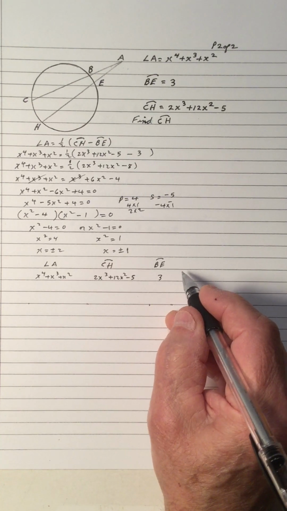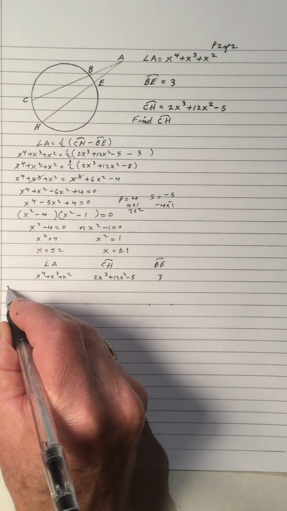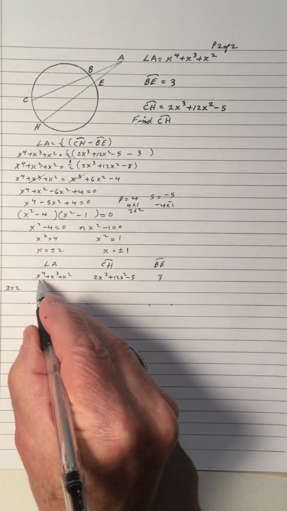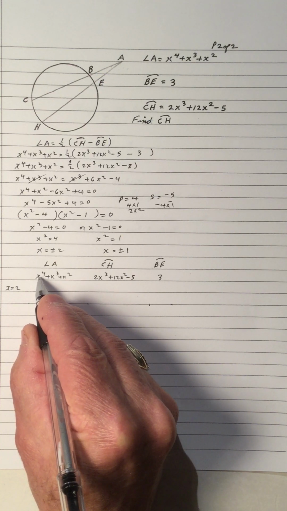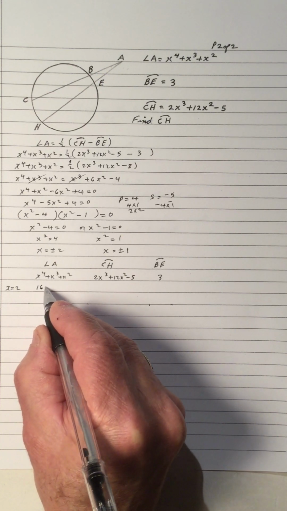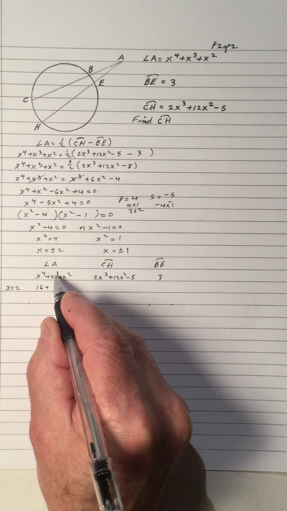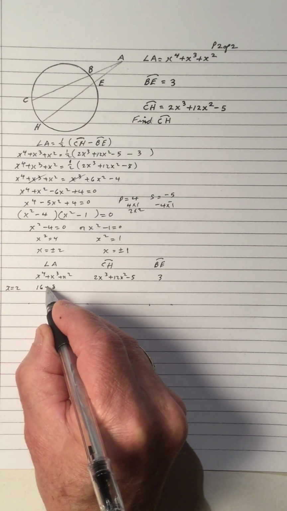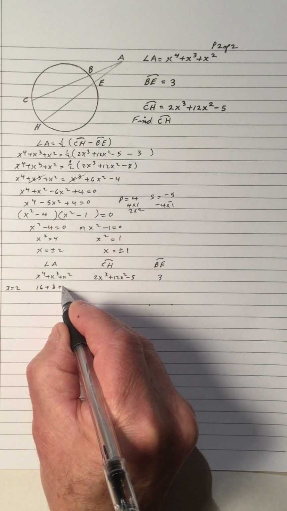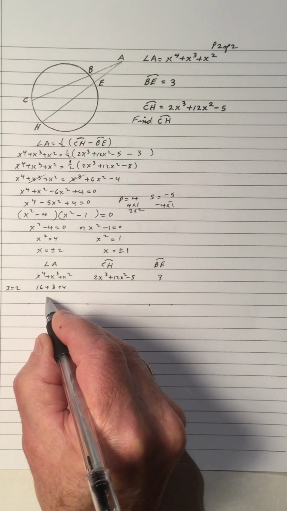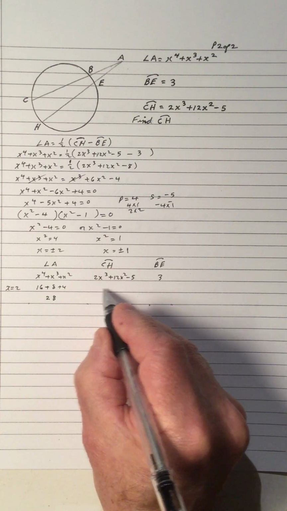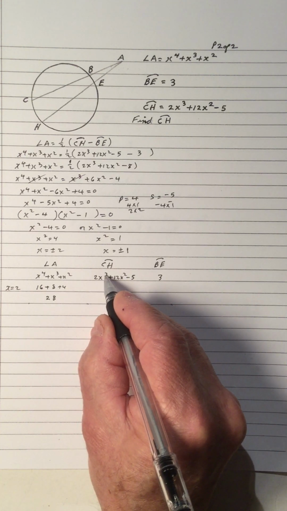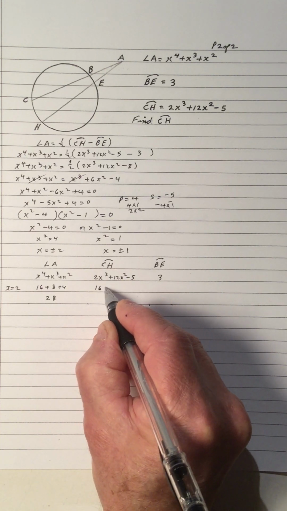So let's look at it when we have x equals 2. So sub 2 in here. I'm going to do it in our head. 2 to the fourth is 16. 2 to the 3 is 8. 2 squared is 4. So that comes out to give us 28. And let's do 2 here. So we get 2 cubed is 8, times 2 is 16.